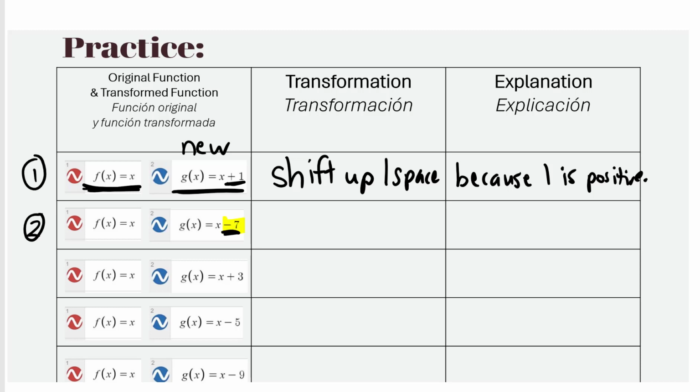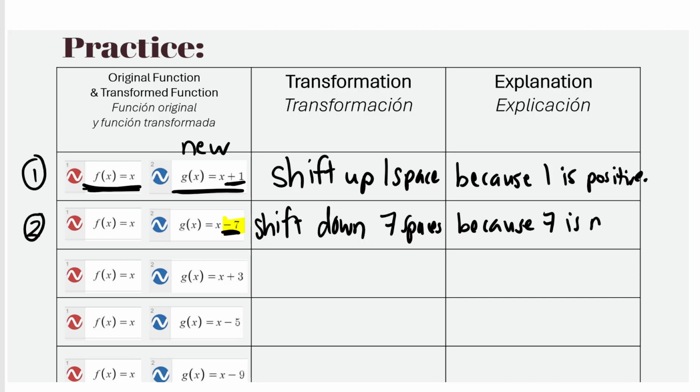-7. So this is a negative. So we're going to shift down 7 spaces. ¿Por qué abajo? Because 7 is negative. Entonces, la gráfica cambia por 7 espacios abajo porque 7 es un número negativo. So la gráfica necesita mover en la dirección de los números negativos. Okay, now you are going to do number 3, 4, and 5 on your own.